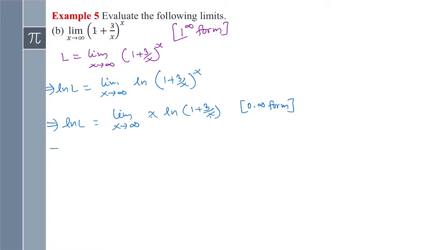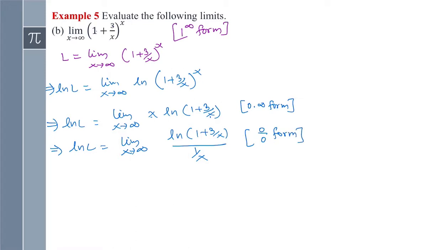Now for that, again, we have a product, so it's the same process. We are going to change this to a quotient: natural log of 1 plus 3 over x, divided by 1 over x. And if we put in infinity, we get 0 over 0 form. That means we can use L'Hopital's rule here.